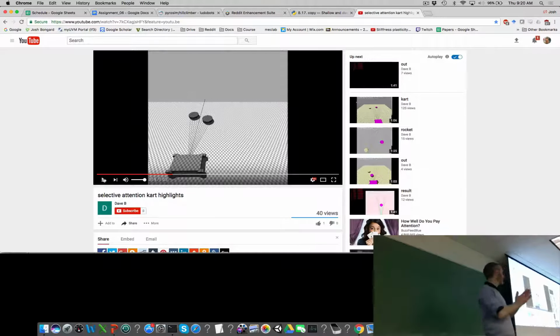If you've ever heard about the marshmallow test, right? They do this with children all the time. They put one marshmallow in front of the child. They say you can eat the marshmallow now or you can wait.